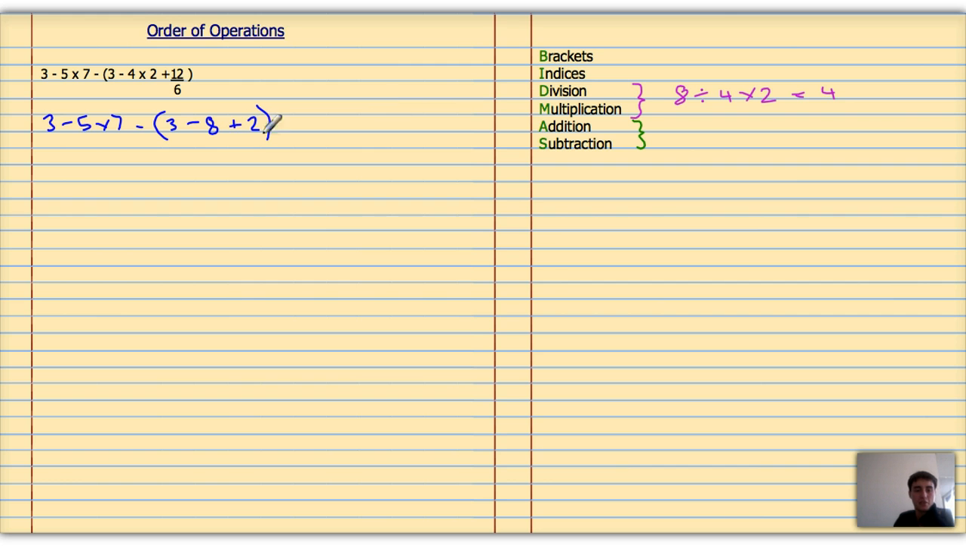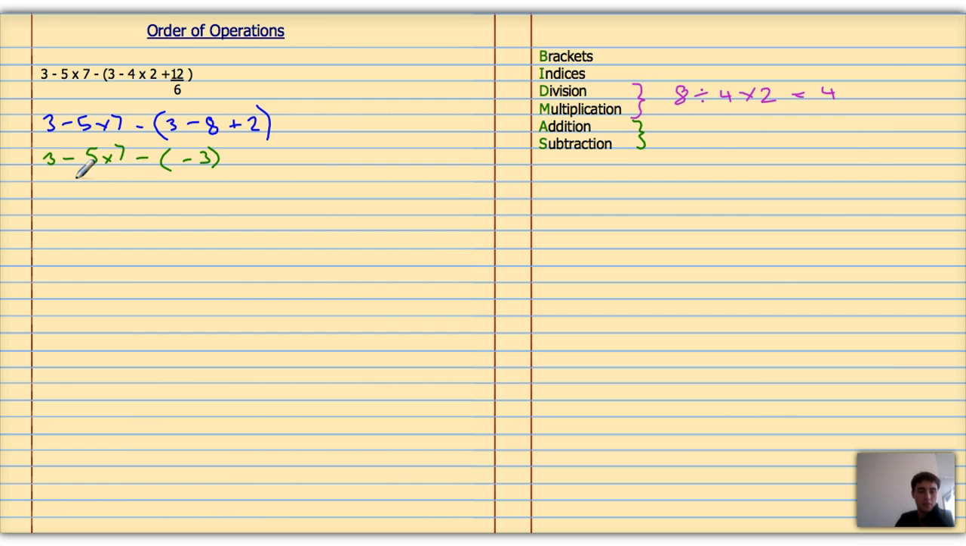So we're still on brackets, we've still got this bracket to deal with, so let's do the operations inside the bracket. So next we've got addition and subtraction, so we go from left to right. So let's keep this the same, 3 minus 5 times 7, okay, minus brackets, okay. 3 minus 8, well that's minus 5, and then minus 5 plus 2 is minus 3. Okay.